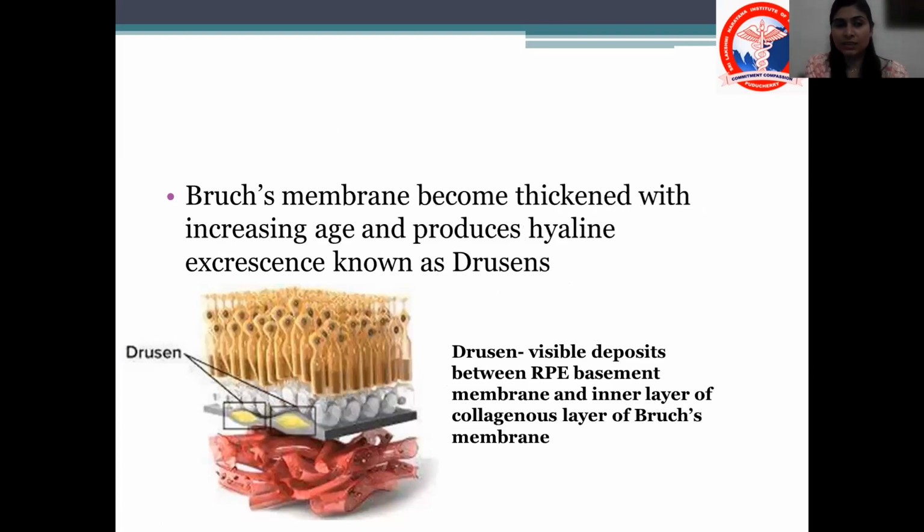And the other thing is that Bruch's membrane becomes thickened with increasing age, and it produces hyaline excrescences, which are known as drusen. Drusen are visible deposits between the retinal pigmentary epithelial basement membrane and the inner collagenous layer of Bruch's membrane. Here we can see these yellow deposits within the Bruch's membrane, which are called drusen.